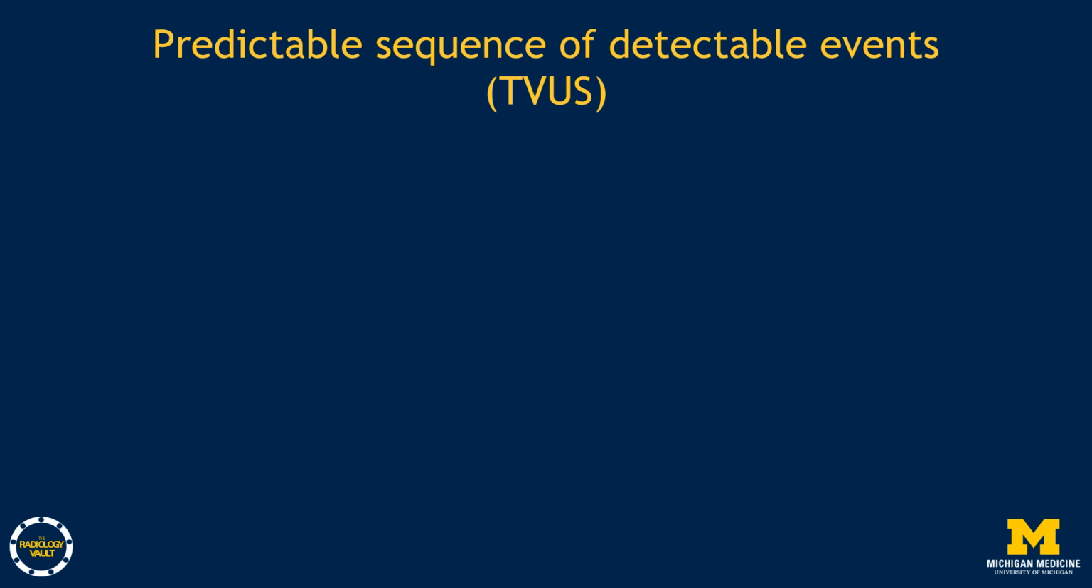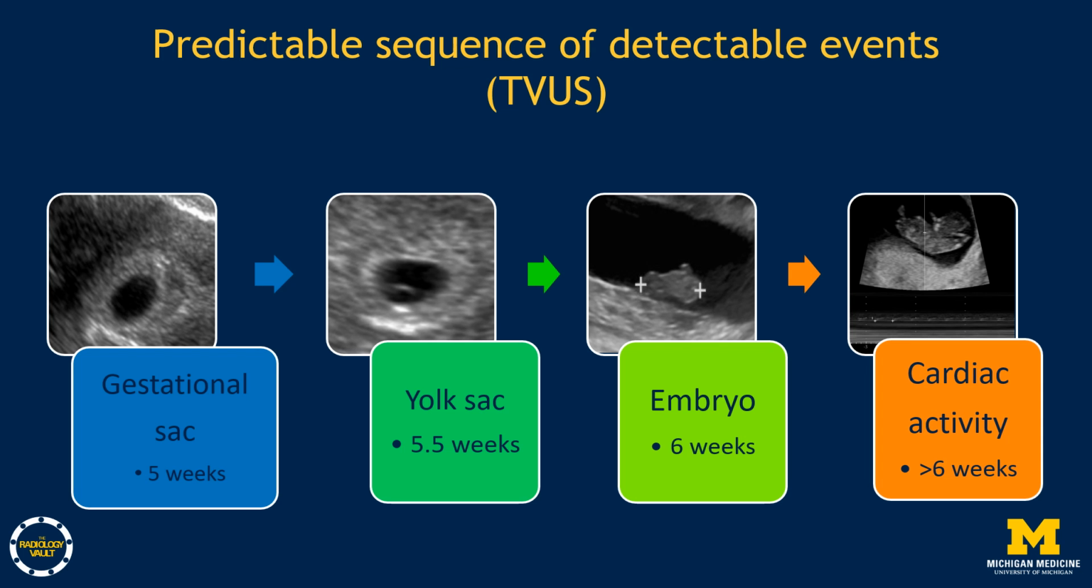First trimester ultrasound imaging reveals embryonic growth in a predictable sequence of detectable events, which starts at 5 weeks, where we can start to see a gestational sac transvaginally. The next thing would be a yolk sac. So we always see these things in a predictable order. We never see an embryo before a yolk sac, and we never see a yolk sac before a gestational sac. An embryo can be seen at about 6 weeks, and thereafter cardiac activity can begin to be detected.